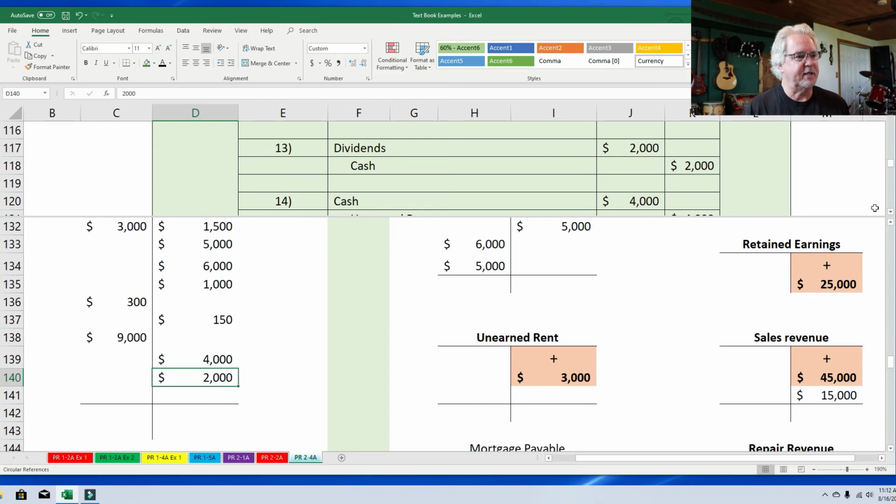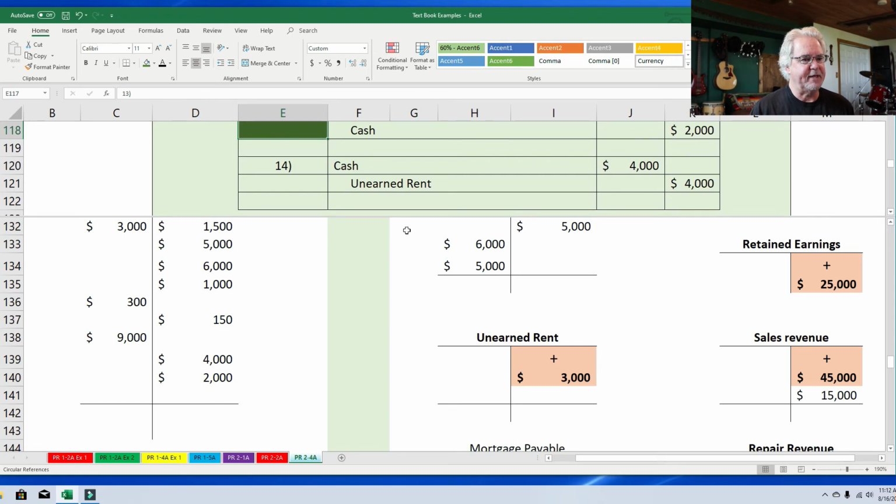Last transaction. Let me mark that off. Cash is coming in, $4,000. And this is unearned rent. This is when people pay you in advance and you owe them something. Let's mark it off.